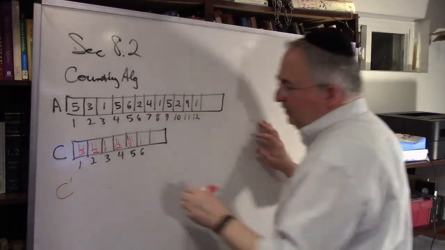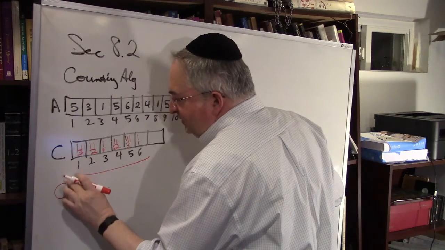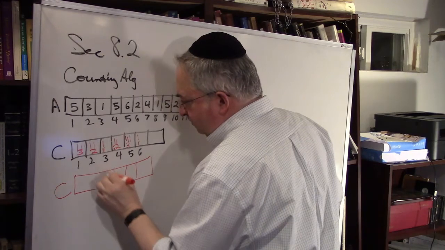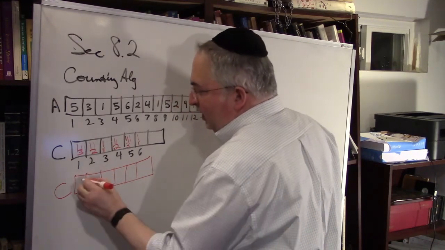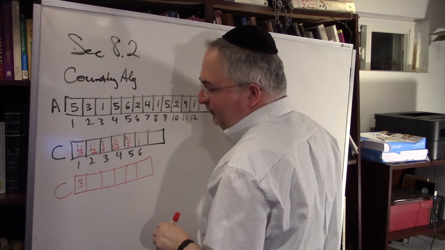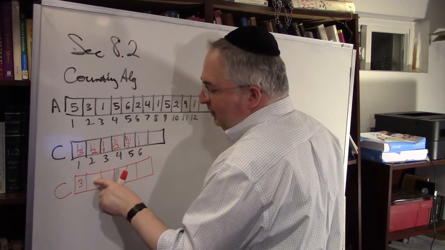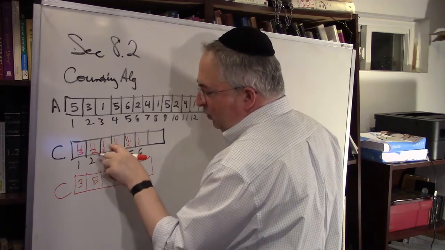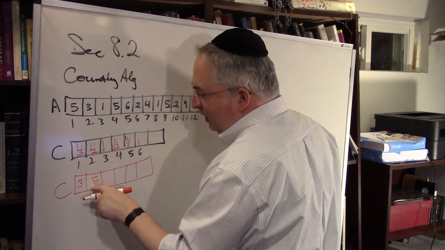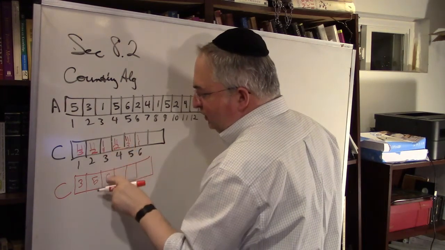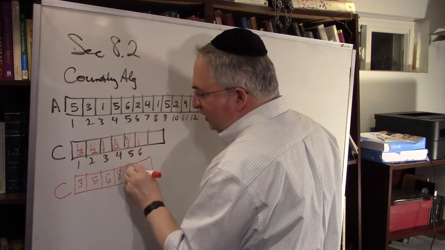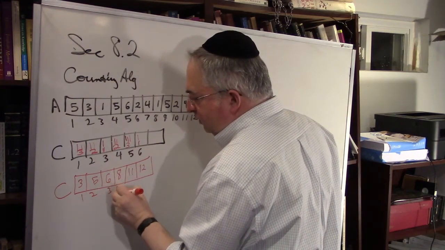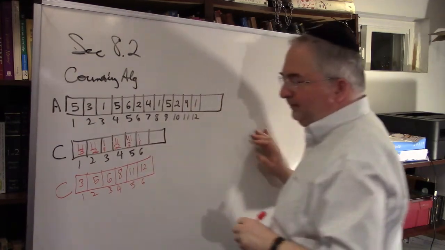Now I'll do this in red, doesn't matter. I'm going to take C and change it now, and you'll see why in a second. I'm going to take 3 over there. Next I'm going to do 3 plus 2 is 5. I'm going to do it the other way. 1 plus 5 is 6. 2 plus 6 is 8. 3 plus 8 is 11. 1 plus 11 is 12.